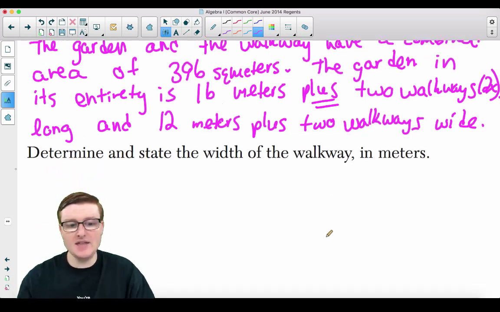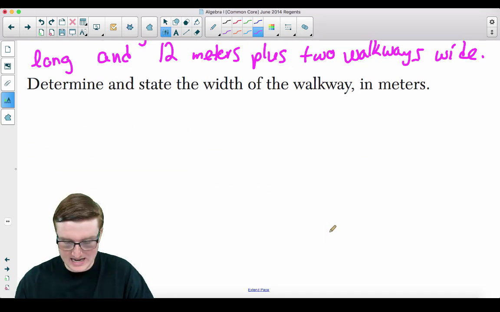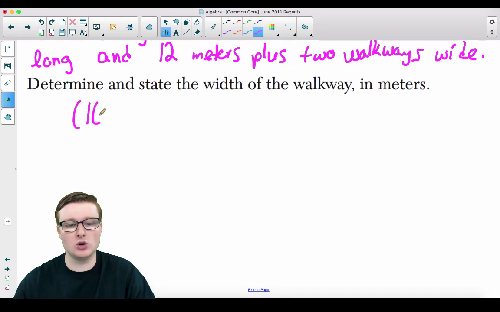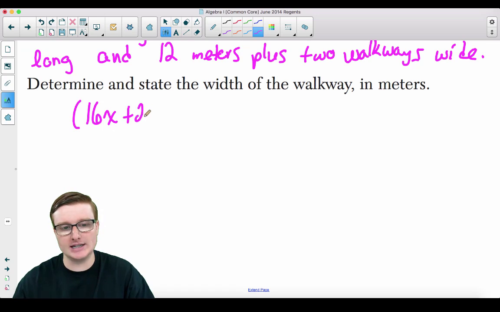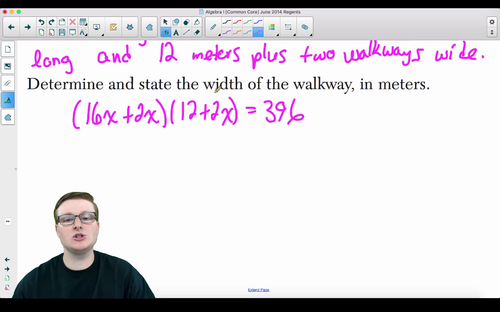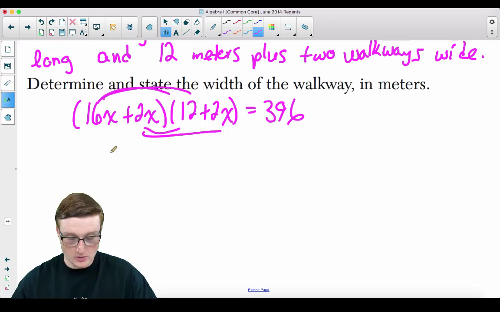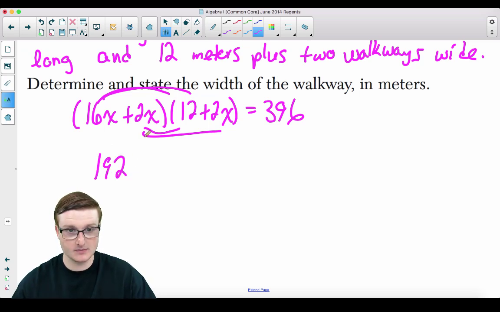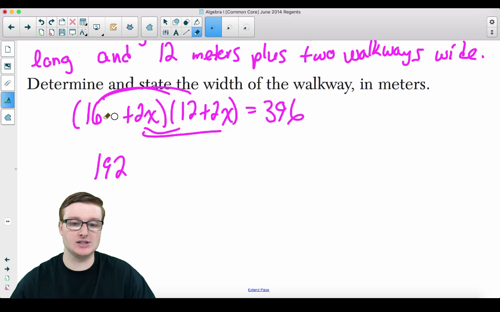And then it says determine and state the width of the walkway in meters. So your job is to take your equation and actually solve it. 396 equals (16 plus 2x)(12 plus 2x). So what I'm going to do is distribute, first, outer, inner, last. So we get 192. Oh, I'm sorry, that shouldn't have an x next to it. It's just 16. 16 plus 2x.